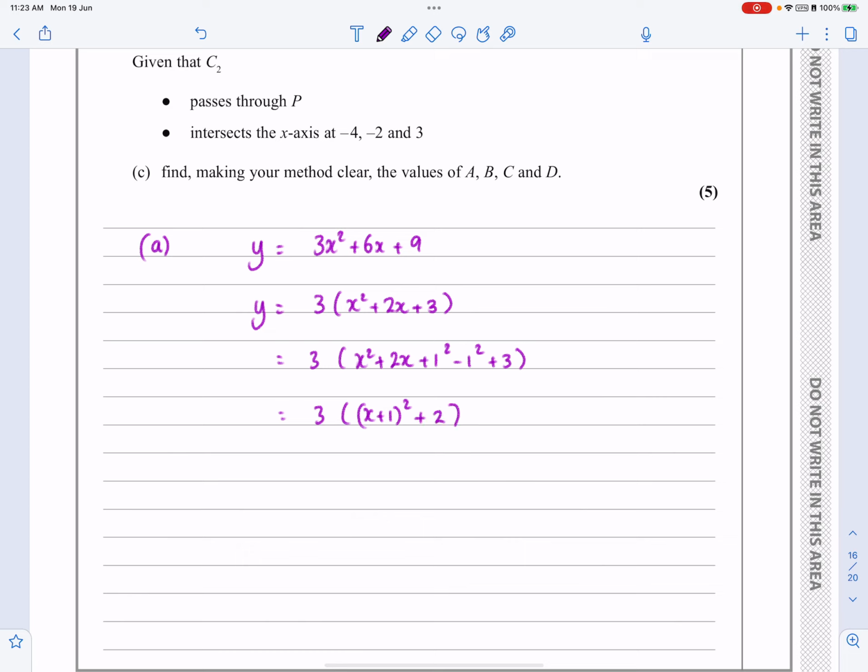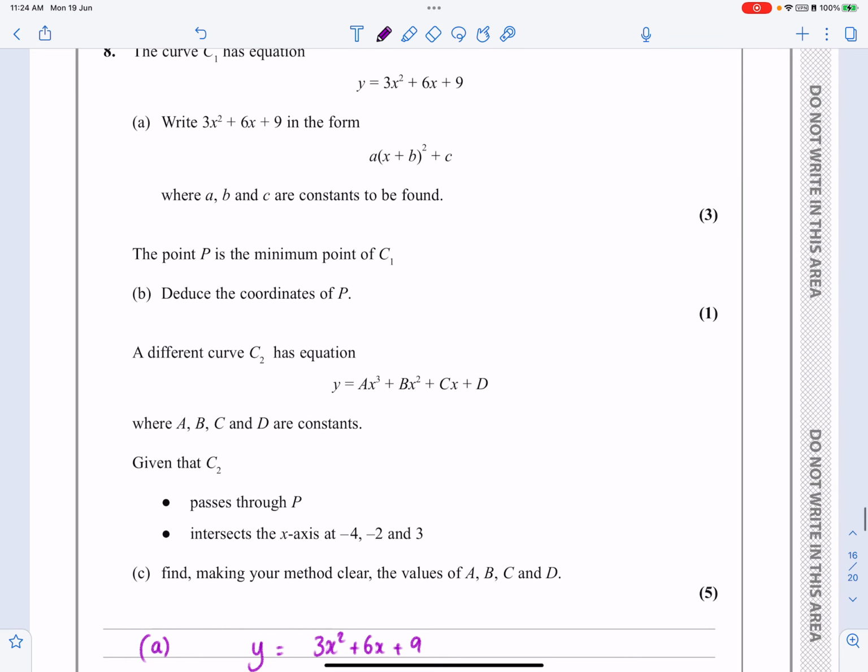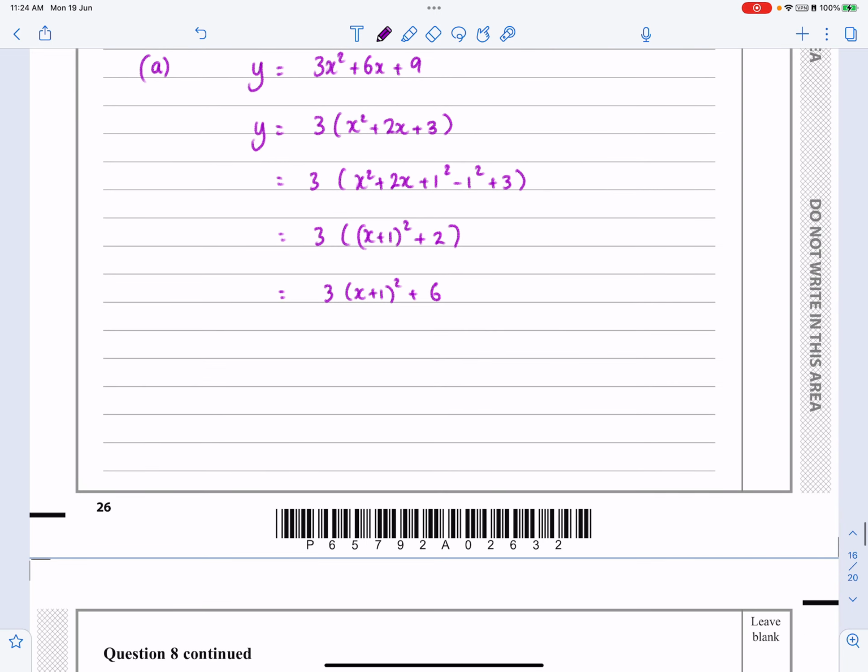So that's written down as a complete square, but the way that they wanted it was to actually multiply out the bracket there. So I end up with 3 lots of (x plus 1) all squared plus 6. So I've got it in the format there with my a, b and c, as you can see in this answer here. Okay, so that's part A done.